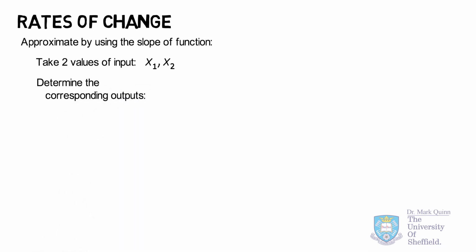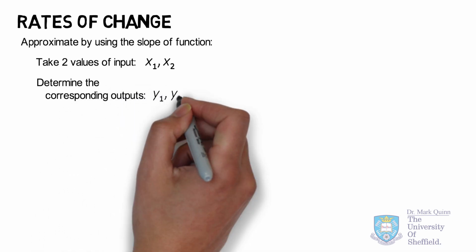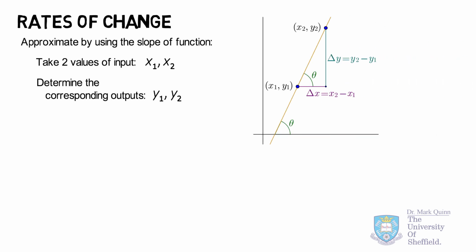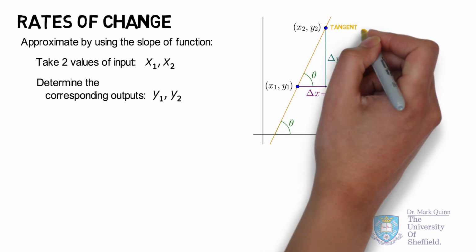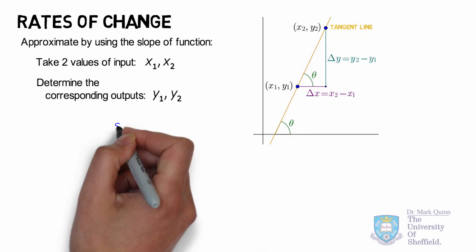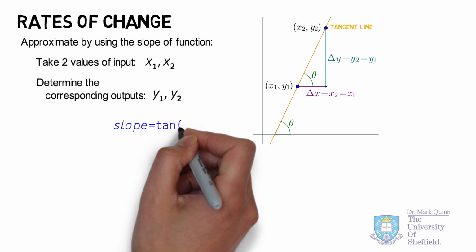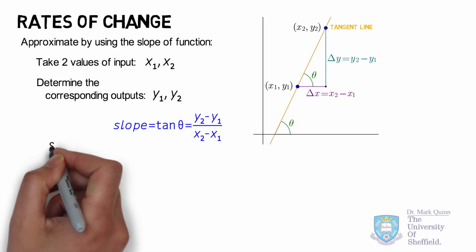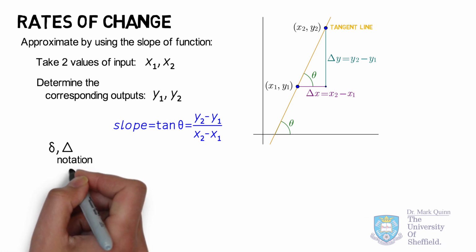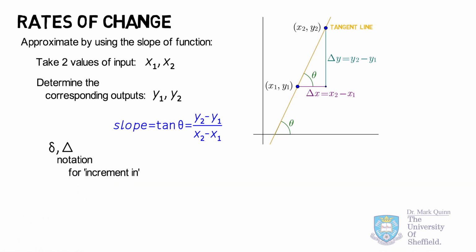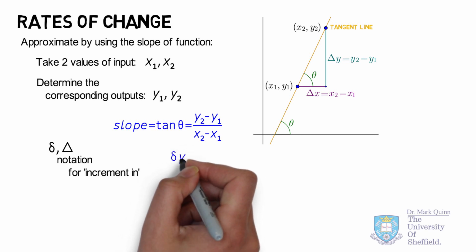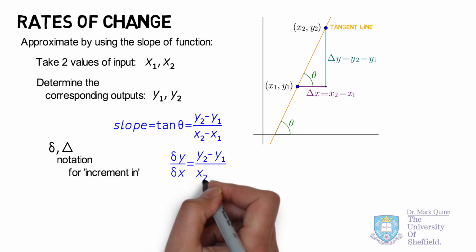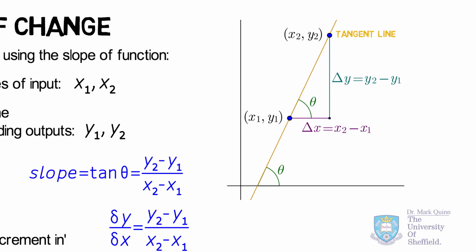The slope can be determined by taking any two values of input, such as x1 and x2, and then determining the corresponding outputs, such as y1 and y2. The difference in y divided by the difference in x gives us the slope, which also turns out to be the tan of the angle. In terms of notation, we can use the delta symbols, which refer to an increment in some value. And we go from f of x to f of x plus delta x.